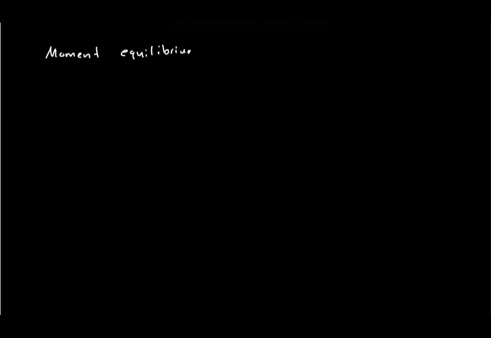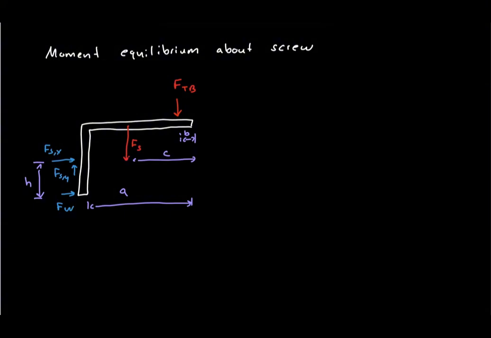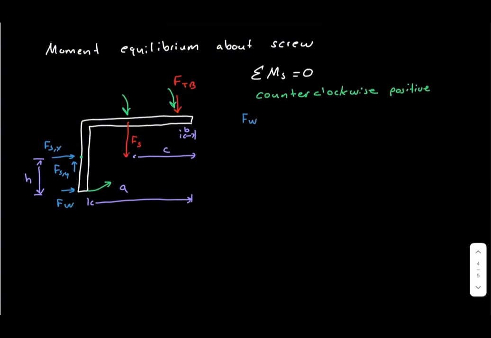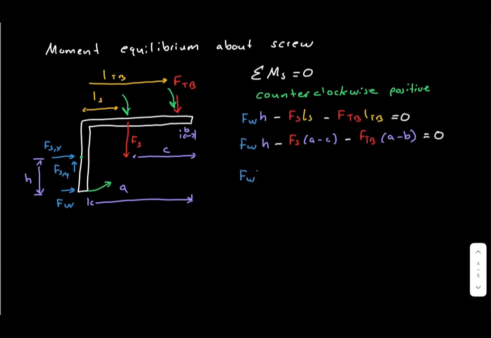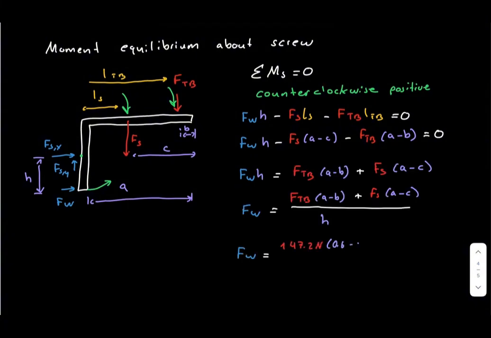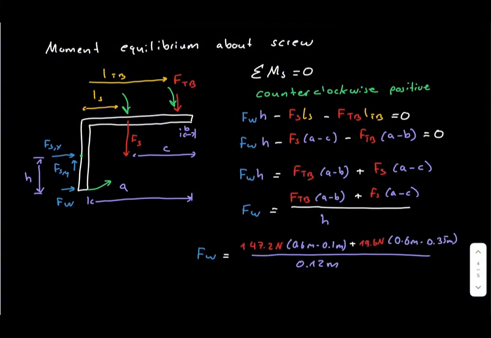Using moment equilibrium about the screw, the wall reaction times H must balance both clockwise moments. Therefore, FW equals FTB times a minus B plus FS times a minus C, divided by H. This gives FW equals 654 Newton.